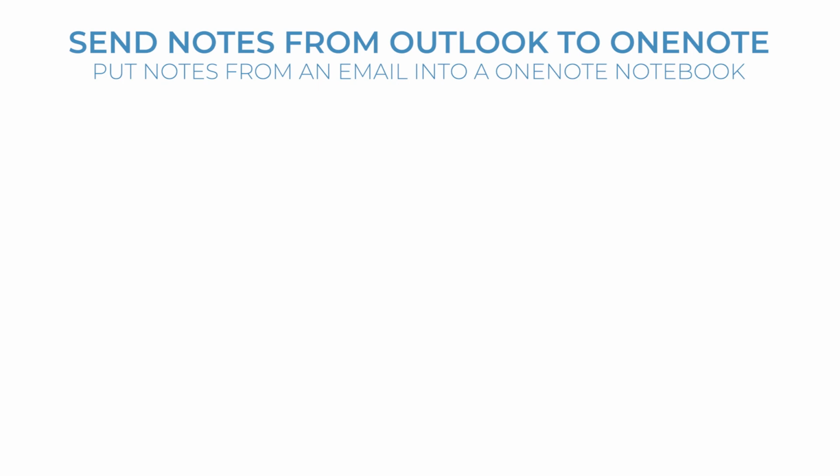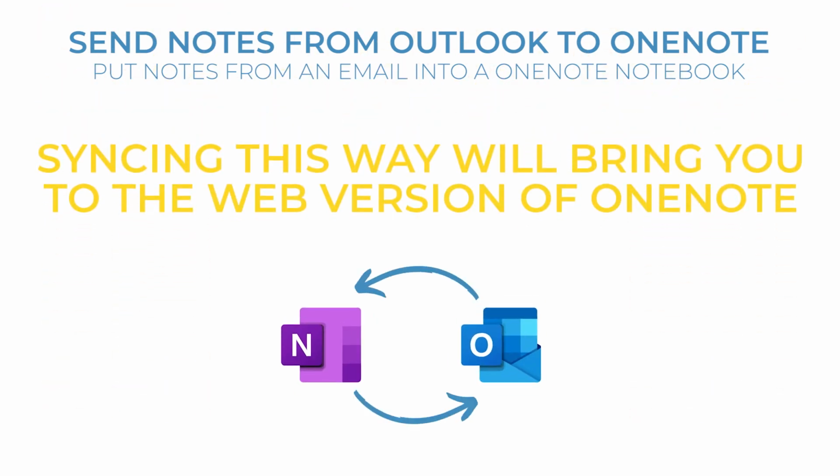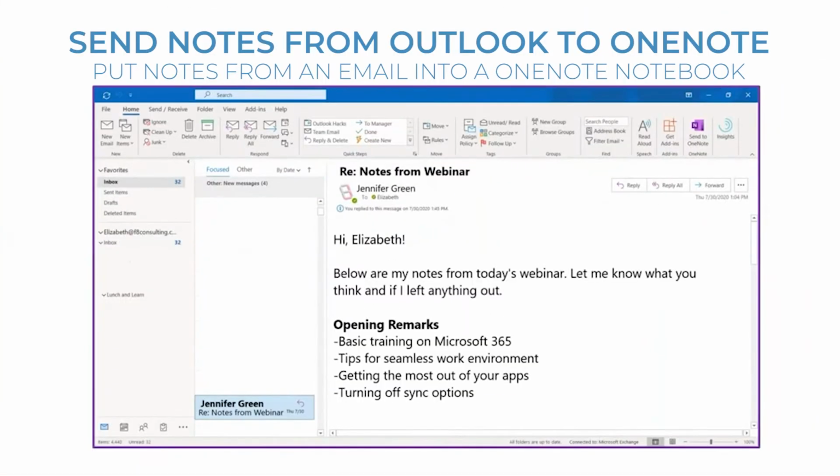You can also send notes from Outlook to OneNote. So this is the other way here. We're putting notes from an email into a OneNote notebook. And this is where we are going to see the web application. So syncing this way from Outlook to OneNote will bring you to the web version of OneNote. And we'll take a look at that here. So we have some notes from a webinar that we attended, me and a coworker. So we're going to go into the Send to OneNote function.